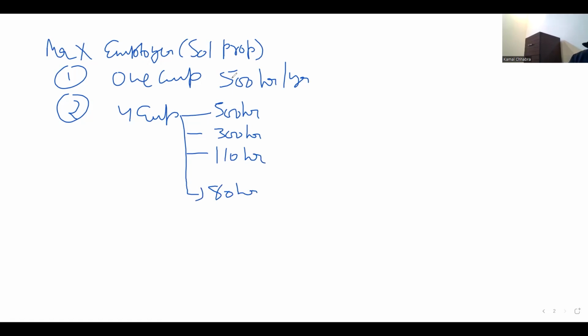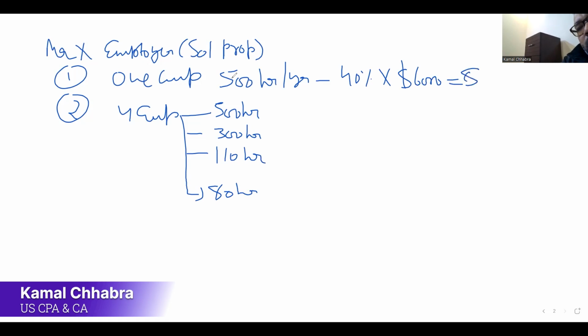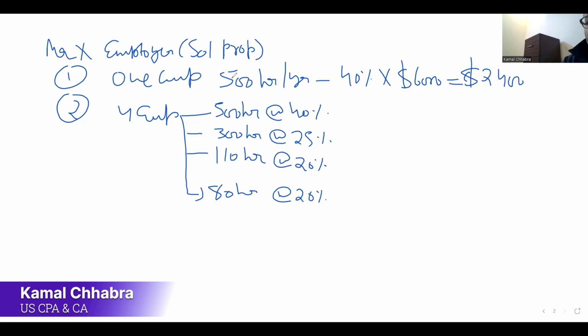So how much tax credit will be available in this category? Here it is very much straightforward. 40% multiplied by $6,000. How much is it? $2,400, right? So in this scenario, at the rate of 40%, in this scenario 25%, in this scenario 20%, in this scenario 20%, right? Multiplied by 6,000 each.